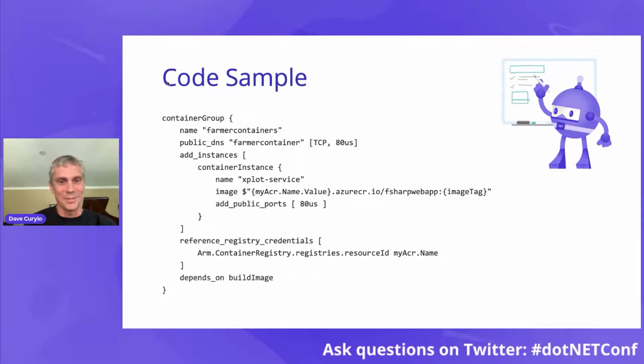Philip was just showing this. I'm going to use this in my demo as well. We're going to run a little service that shows XPlot. And here we're referencing registry credentials. So you can reference Azure Container Registry.